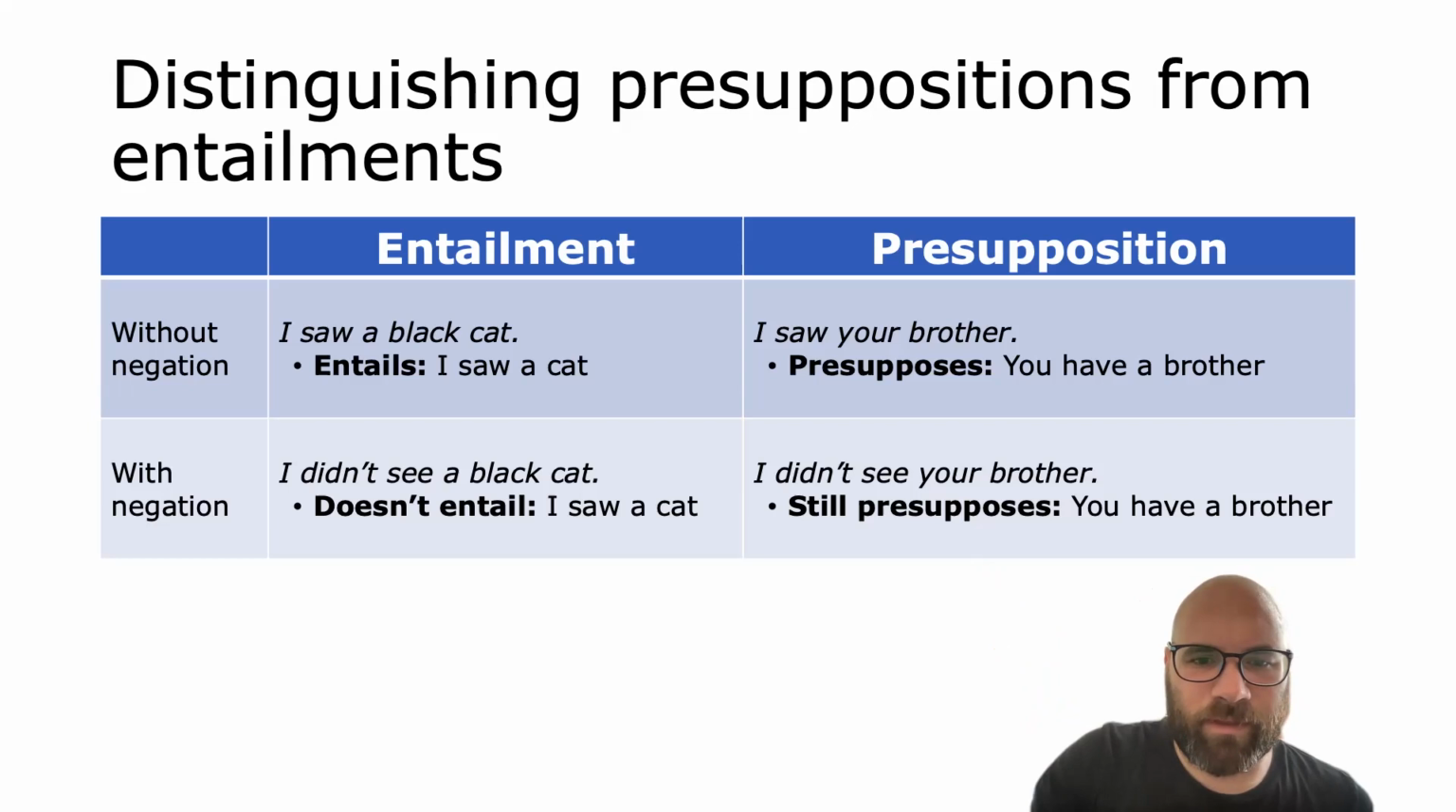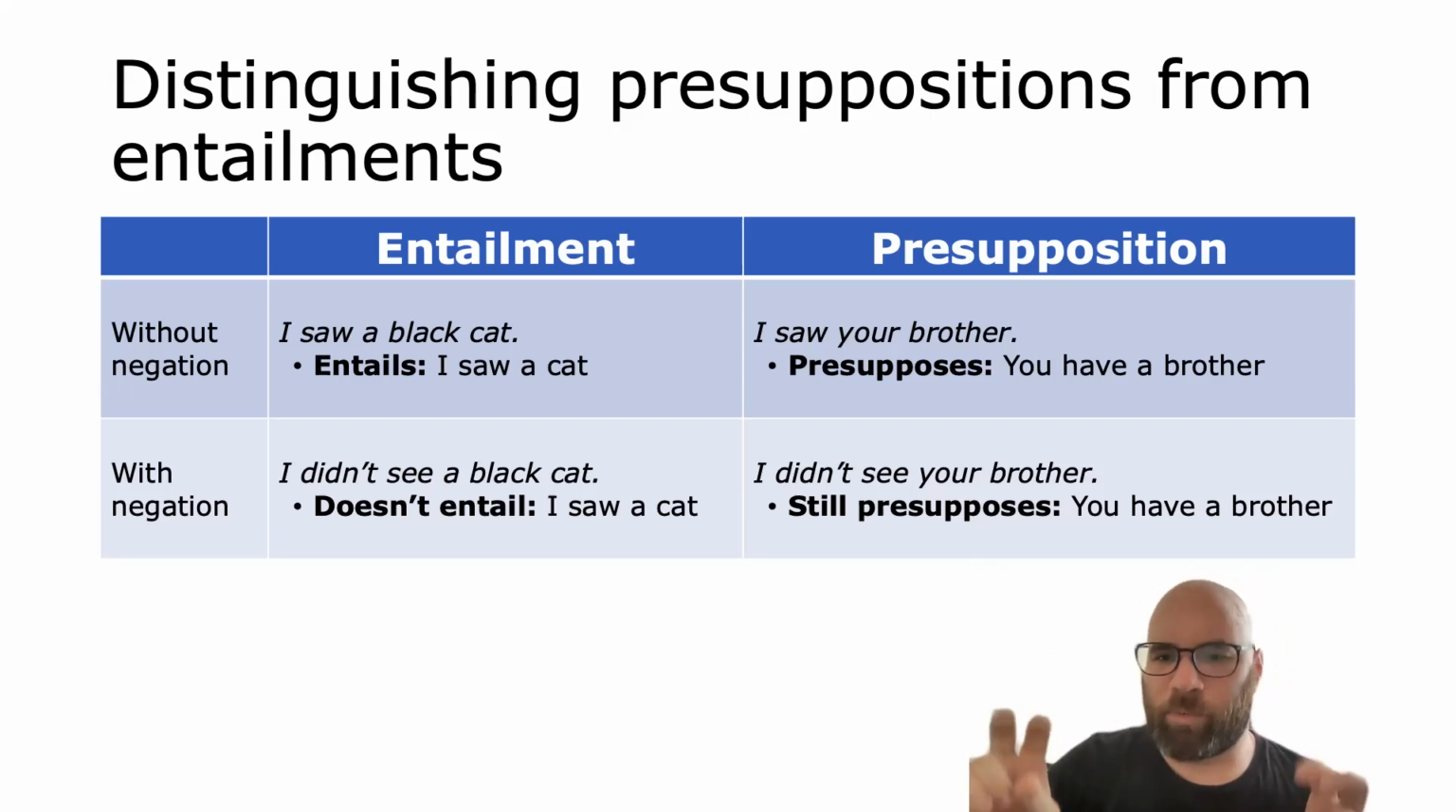And so, in fact, the entailment will flip. For example, under negation, "I didn't see a cat" will entail "I didn't see a black cat." So we call this upward entailment versus downward entailment in semantics. But anyway, the important thing is entailment is influenced by negation or negative words. Presuppositions don't work like that.